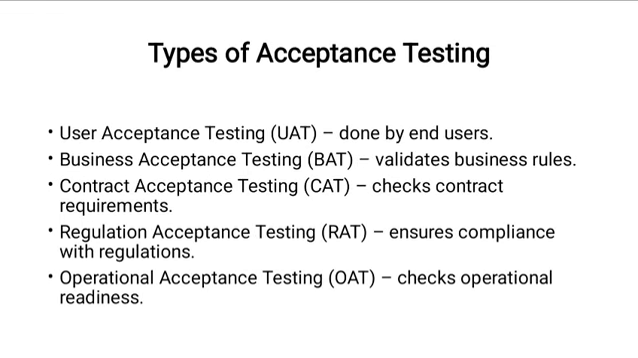There are five types of acceptance testing. User acceptance testing is done by the end users. Business acceptance testing validates business rules. Third is contract acceptance testing, which checks contract requirements. Fourth is regulation acceptance testing, which ensures compliance with regulations. And fifth is operational acceptance testing, which checks operational readiness.